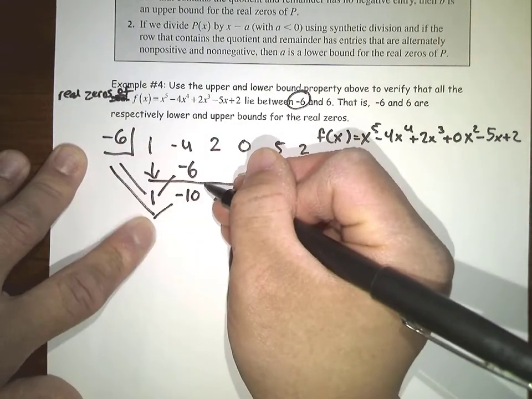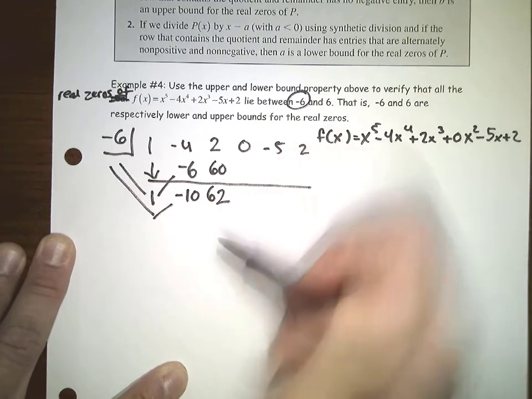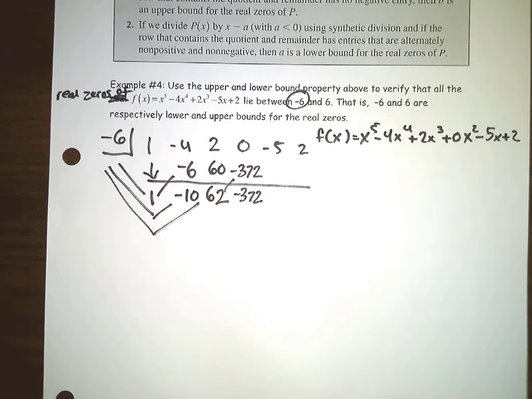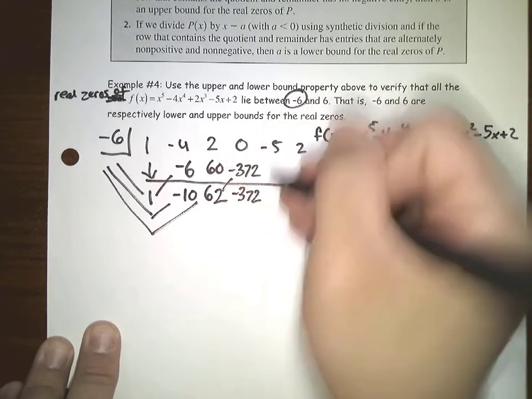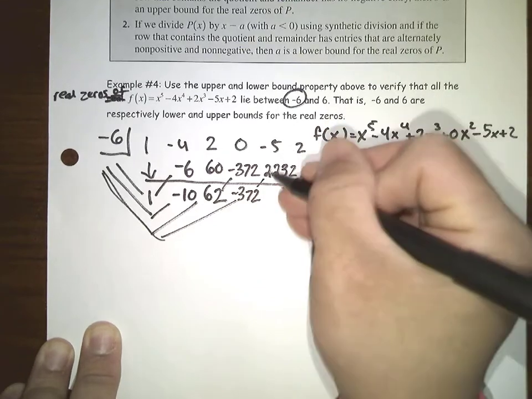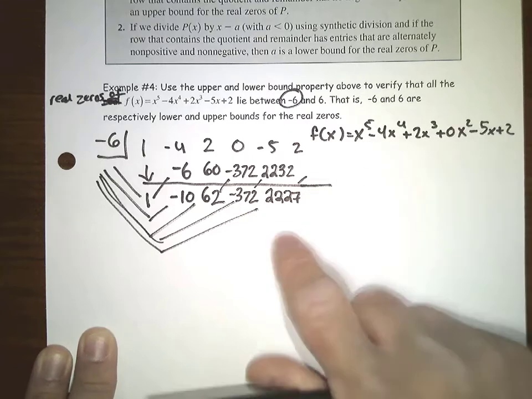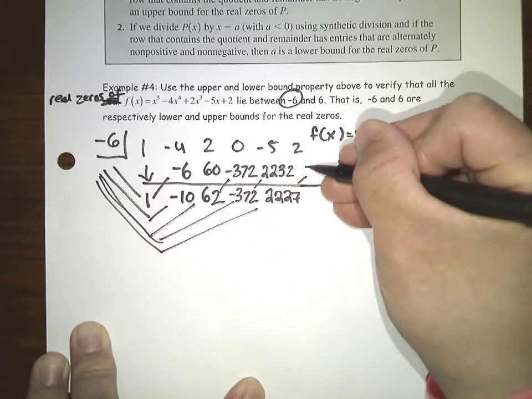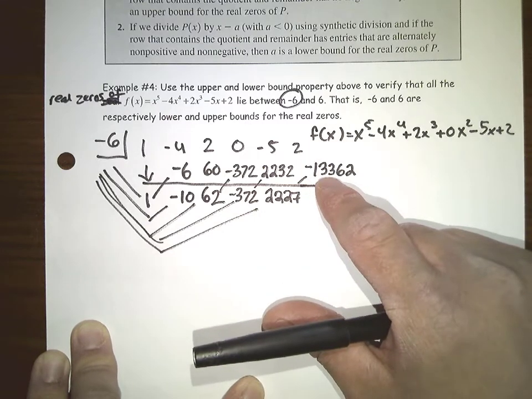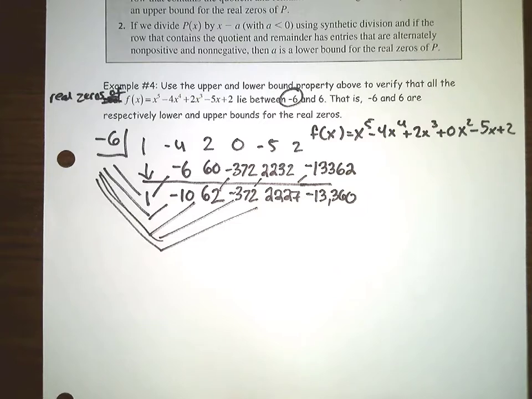Then -6 times -10 is 60. So 2 plus 60 is 62. And then -6 times 62 is -372. So 0 plus -372 is -372. Then -6 times -372 is 2,232. So -5 plus 2,232 is 2,227. Then -6 times 2,227 is -13,362. So then if I add these together, 2 minus 13,362, that's -13,360.